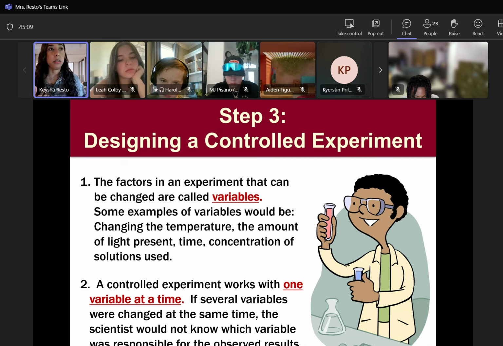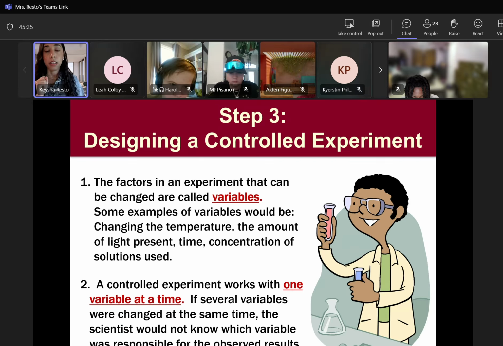For example, if you're testing if a plant grows faster when you water it with orange juice or water or vitamin water, the amount of sunlight should be the same. The type of plant you're growing should be the same. The amount of soil and the type of soil you have for all of your plants should be the same. And the amount of liquid they receive should be the same. Those are all control variables because you are controlling all of those. They should remain the same because in a good experiment, only one variable can change at a time.